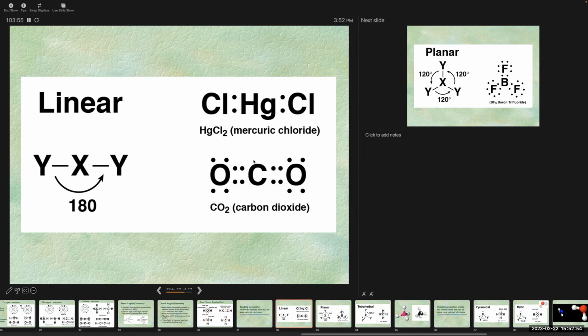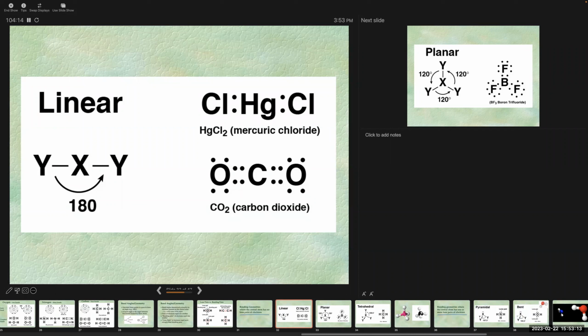The important thing is whether the atom in the middle has lone pairs or not. In this case, the carbon has no lone pairs, so the atoms simply push one another as far apart as they possibly can. And I brought some little show and tell visual aids with me.